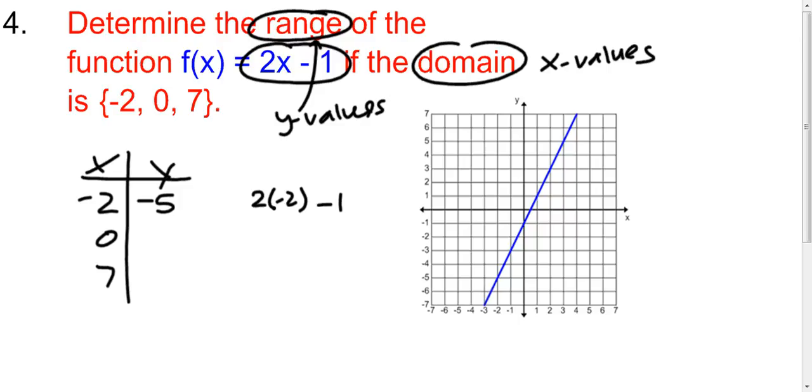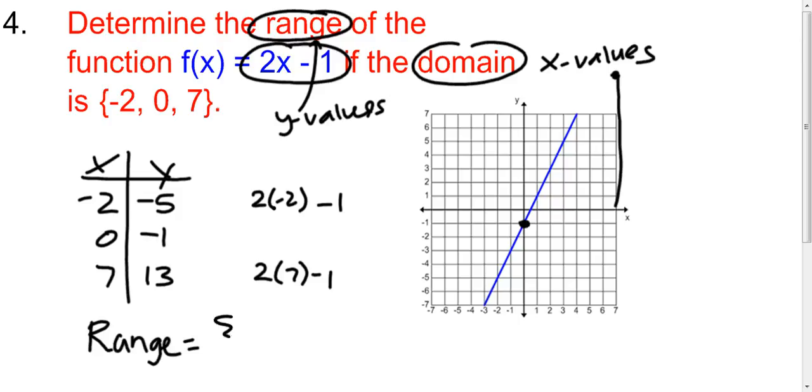And I could continue that process, or I could go to the graph and go, okay, when x is 0, what's my y value? Here's my coordinate where x is 0, and my y value is -1. Okay, when x is 7, my y value is actually off the graph. It would be up here somewhere. So I'm going to plug that in. So 2 times 7 minus 1 would be 13. Okay, and so your range, if we list that, would be -5, -1, and 13.